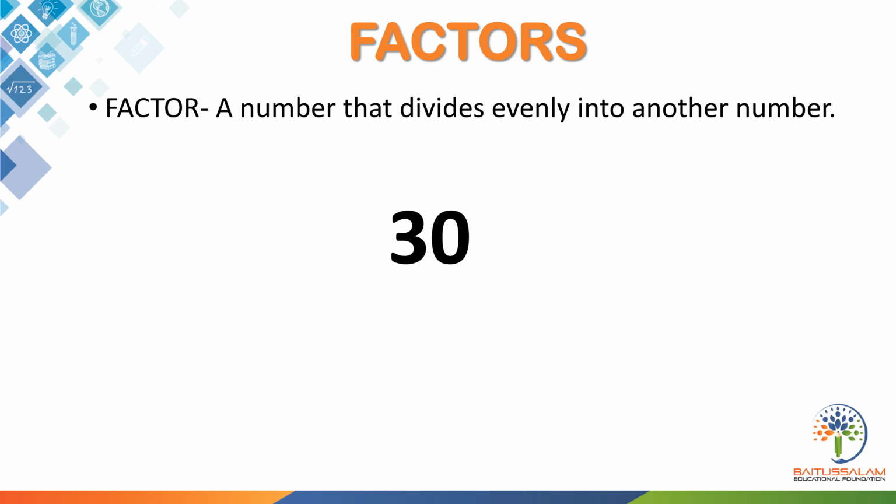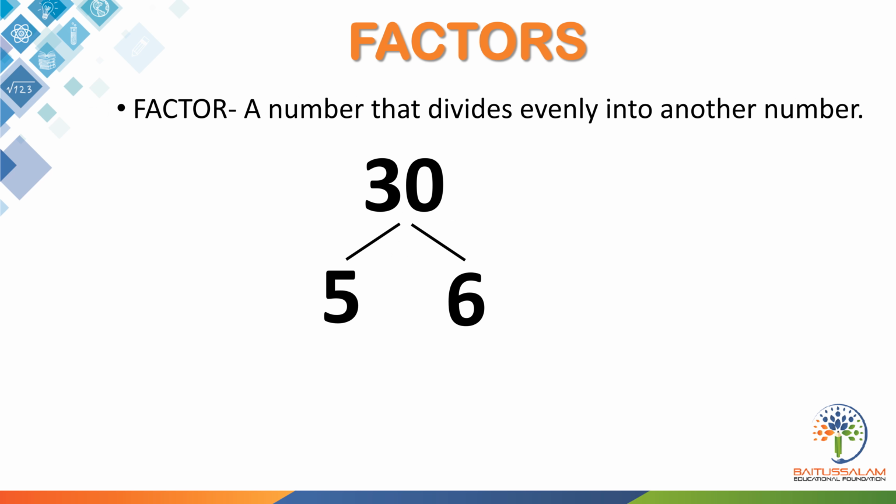If you are trying to find the factors of the number 30, you will include every number that will divide evenly into 30 without any remainder. How will you find the multiples of 30? What numbers can you multiply to get 30? If you multiply 5 by 6, do you get 30? Yes, of course you get 30. So 5 and 6 are the multiples of 30.